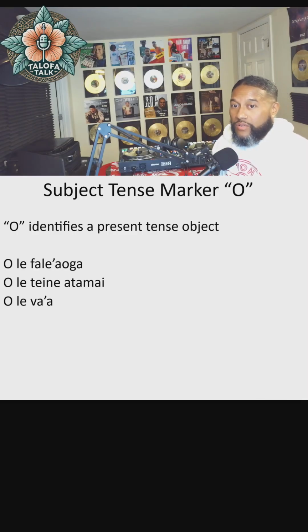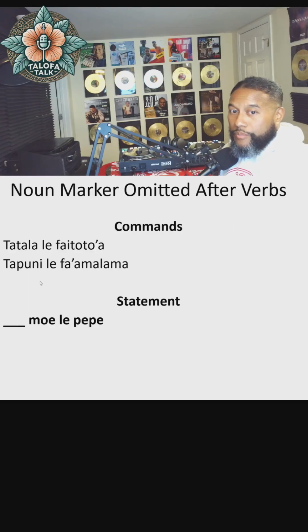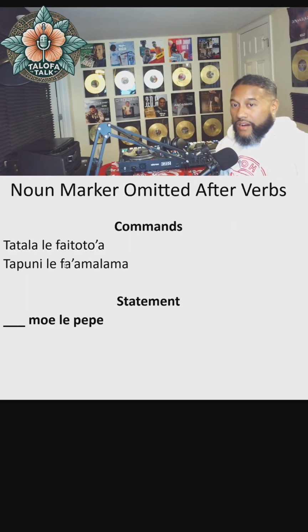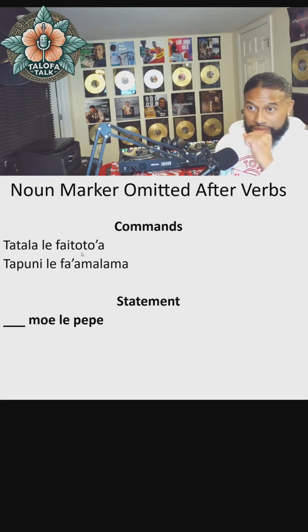In all of these cases, we have the o. All the o is saying is it is, it presently is. We're just identifying what it is. But when we have a command or a verb, the action word that comes in front of this right here is le fai tutoa. Faleaonga is school.